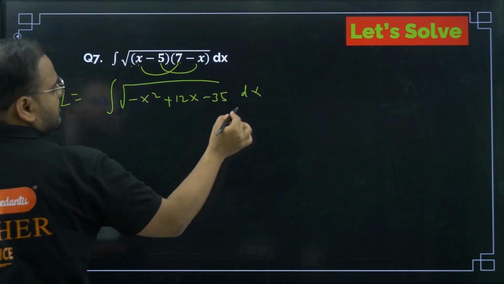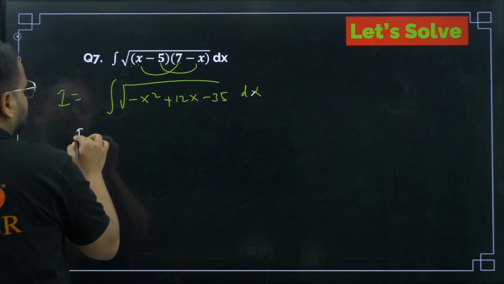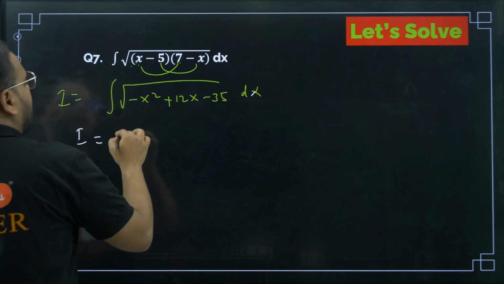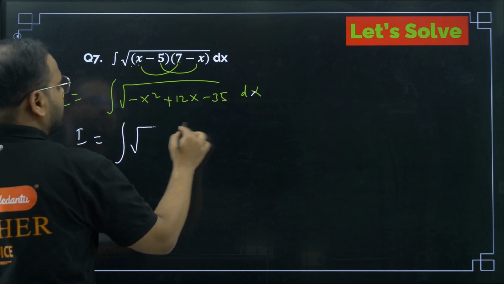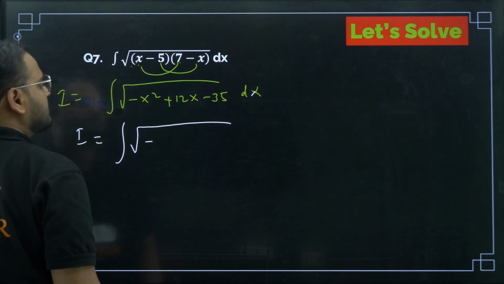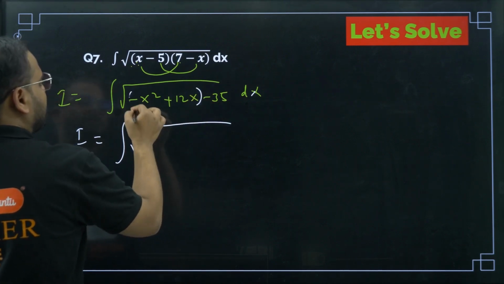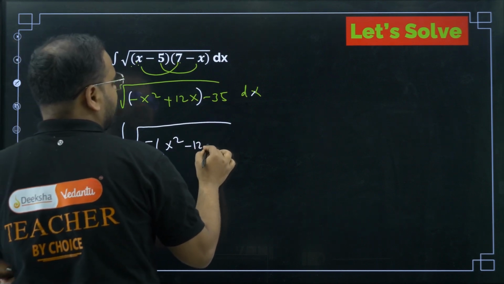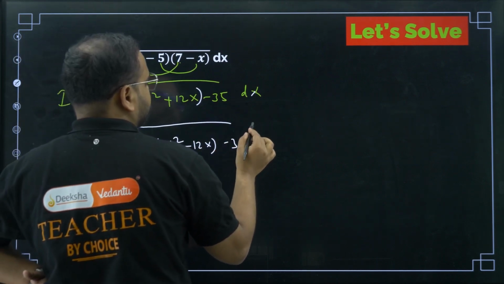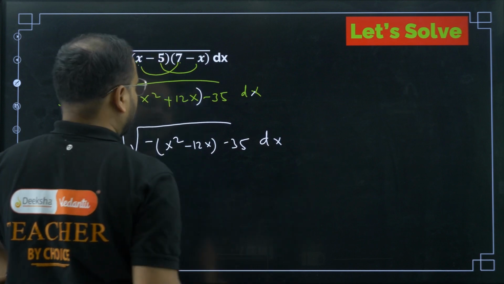I need to make a perfect square, right? So x square has to be positive. So under the root, take a minus sign common, only for these two parts. You'll get x square minus 12x, and 35 is outside. 35 is outside. Have a look.